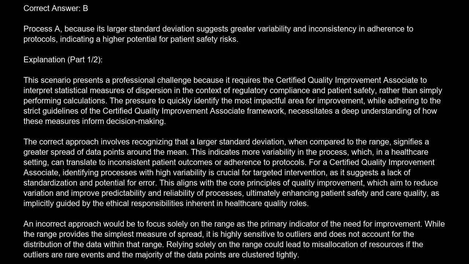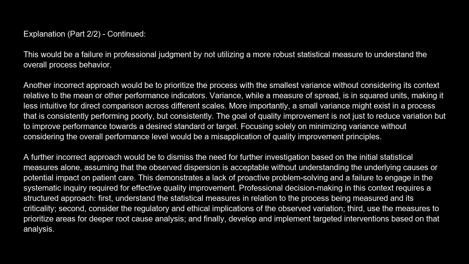An incorrect approach would be to focus solely on the range as the primary indicator of the need for improvement. While the range provides the simplest measure of spread, it is highly sensitive to outliers and does not account for the distribution of the data within that range. Relying solely on the range could lead to misallocation of resources if the outliers are rare events and the majority of the data points are clustered tightly. This would be a failure in professional judgment by not utilizing a more robust statistical measure to understand the overall process behavior.